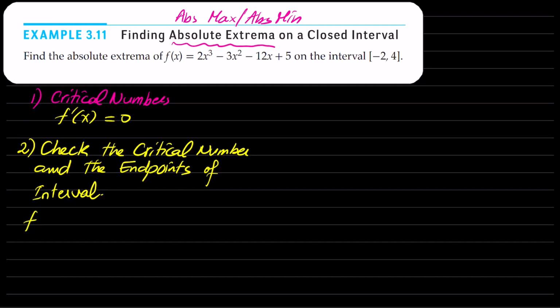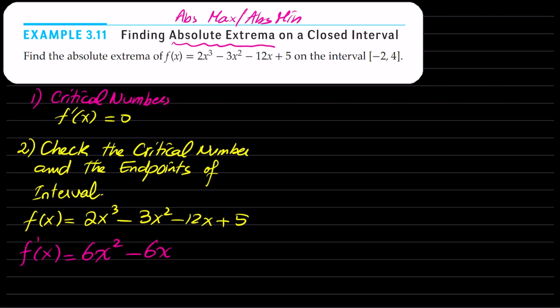So f of x is equal to 2x cubed minus 3x squared minus 12x plus 5. We will first find the derivative, f prime of x. Since it's a polynomial, we can apply the power rule quickly. So it is 6x squared minus 6x minus 12. We took the derivative of each one of those. We make it equal to 0.